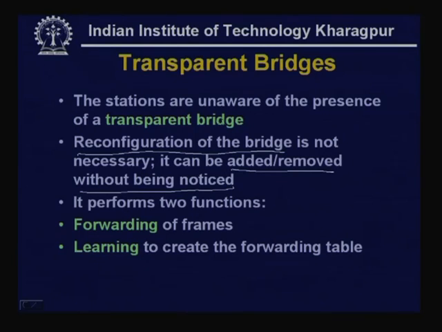And the question arises how it really works, so that it behaves like a transparent bridge. Actually, it performs two important functions. The first function that it does is known as forwarding of frames. This is the key function it performs. Another operation, known as learning, which is necessary for forwarding, is also done. This learning is done to create the forwarding table, the table that I have shown just now.